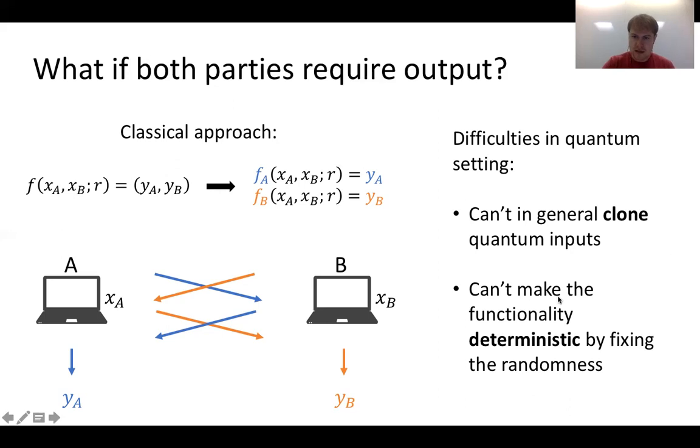And so this issue, the fact that you can't fix the randomness and split up the protocol like this, comes up even if these inputs, XA and XB, are classical, but maybe the parties want to compute a quantum functionality over them. So no cloning and not being able to fix the randomness are two issues that prevent this natural approach from working. This is just to highlight some difficulties in getting a two-round protocol.